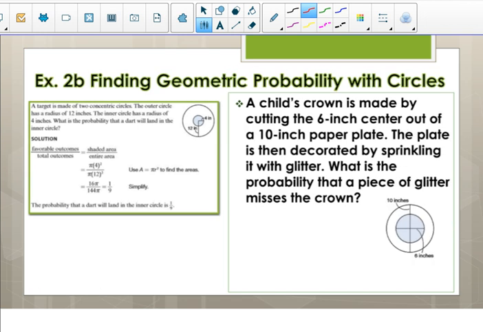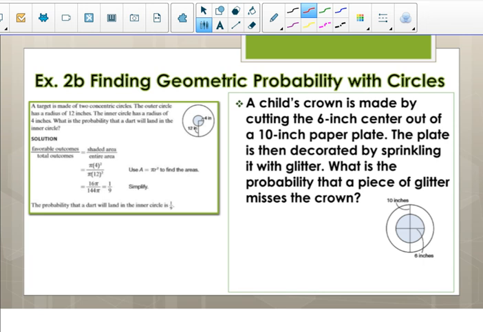The next example, 2b, finding geometric probability with circles. A child's crown is made by cutting the 6-inch center out of a 10-inch piece of paper plate. The plate is then decorated by sprinkling it with glitter. What is the probability that a piece of glitter misses the crown? Okay, so we have the area of the plate, and then we have the area of the crown itself.